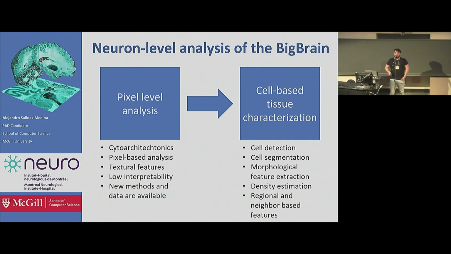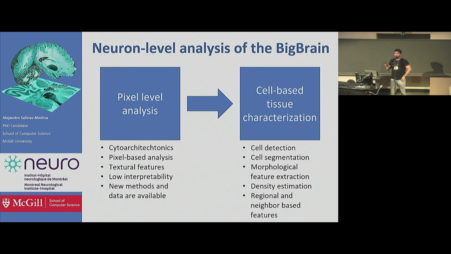Hi everyone, I'm Alejandro Salinas Medina, and I will be talking about the neuron level analysis of the BigBrain. Neuroscientists have studied the fine distribution of the neurons across the cortex with what we know as cytoarchitecture or cytoarchitectonics. Here, precise quantification has been long appreciated, especially now that we are able to explore the brain in ways that reveal yet unseen details. Classical analysis rely on pixel level analysis and textural features, but these offer low interpretable data.